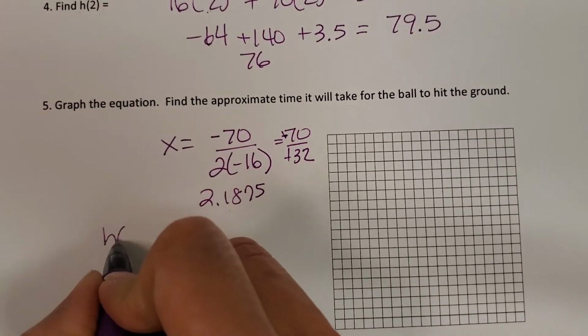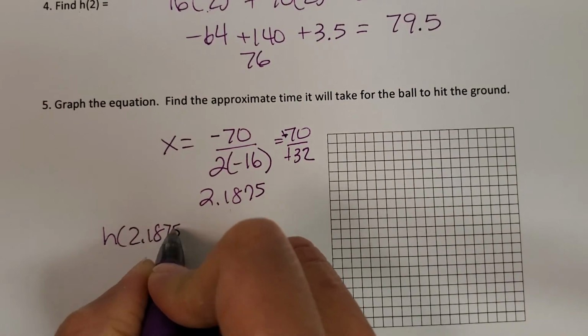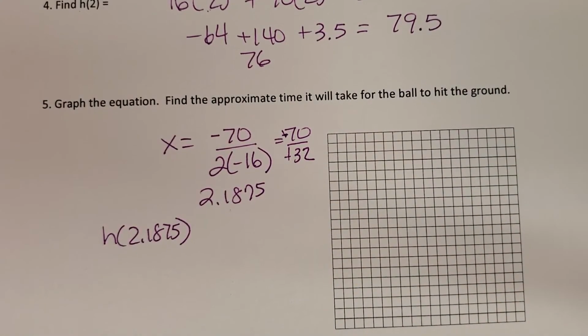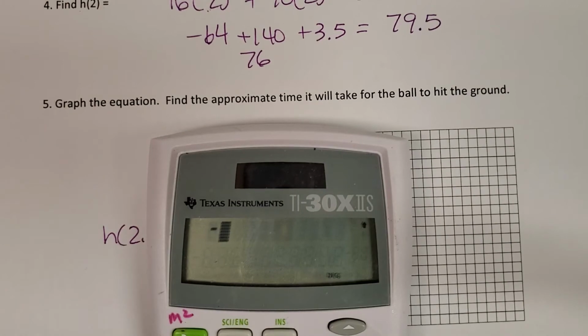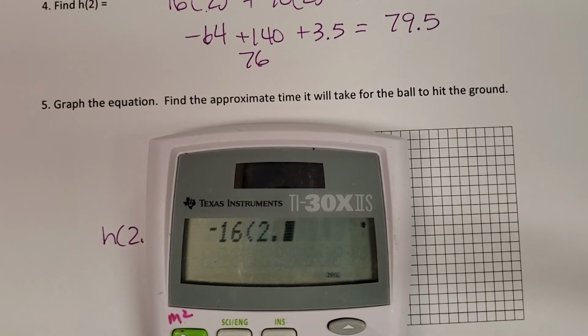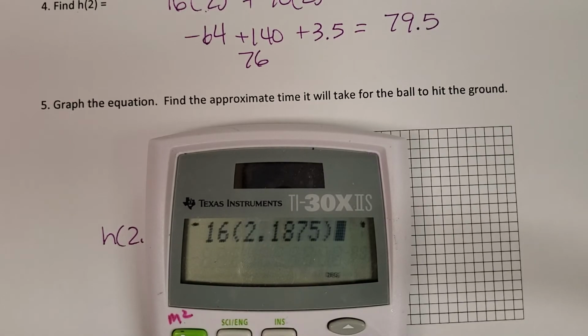Now we've got to find h of 2.1875. We're going to use our calculator for that. So I'm going to write the formula, the negative 16 t squared, but instead of t, I'm going to write 2.1875, because that is my x, the seconds it takes to get to the highest point of the baseball curve. We're going to square that, and then plus 70 times 2.1875, and then plus 3.5, because that's the initial height.